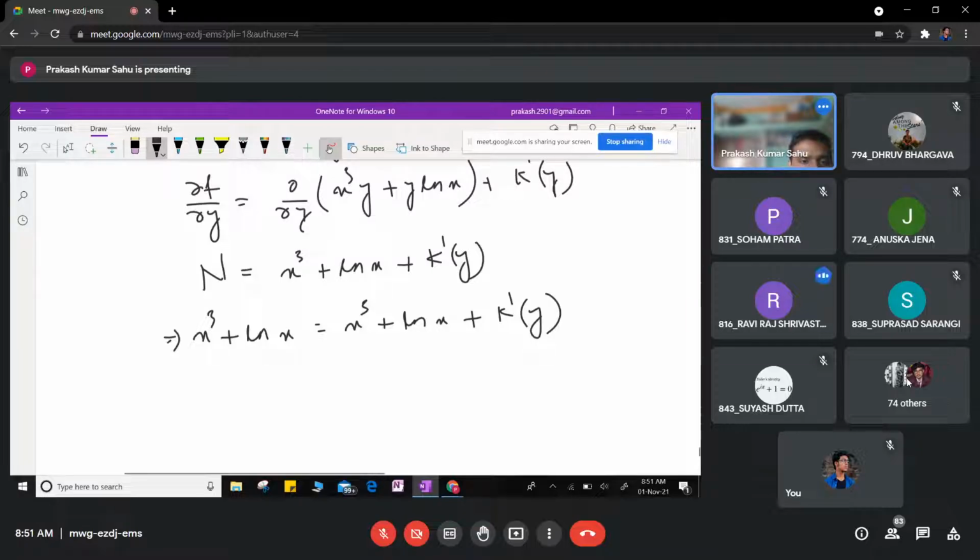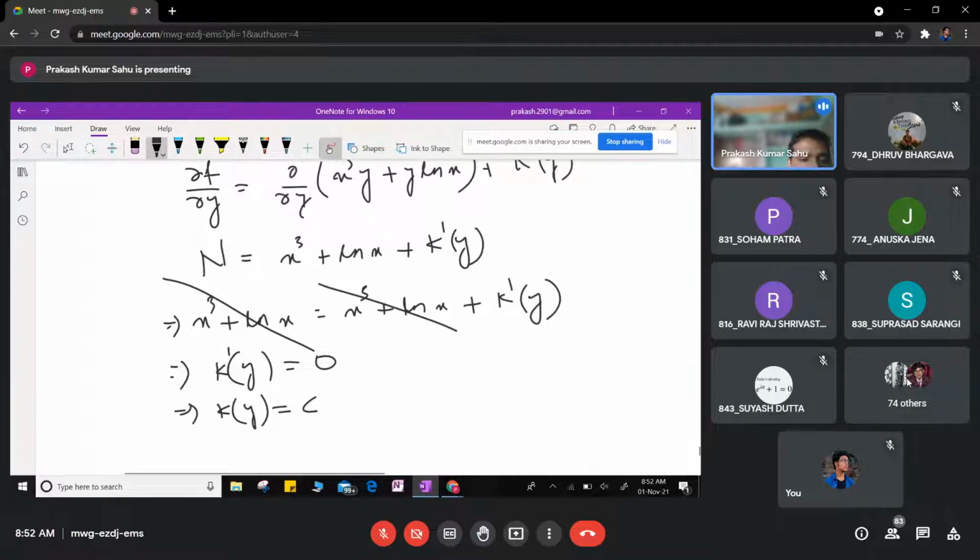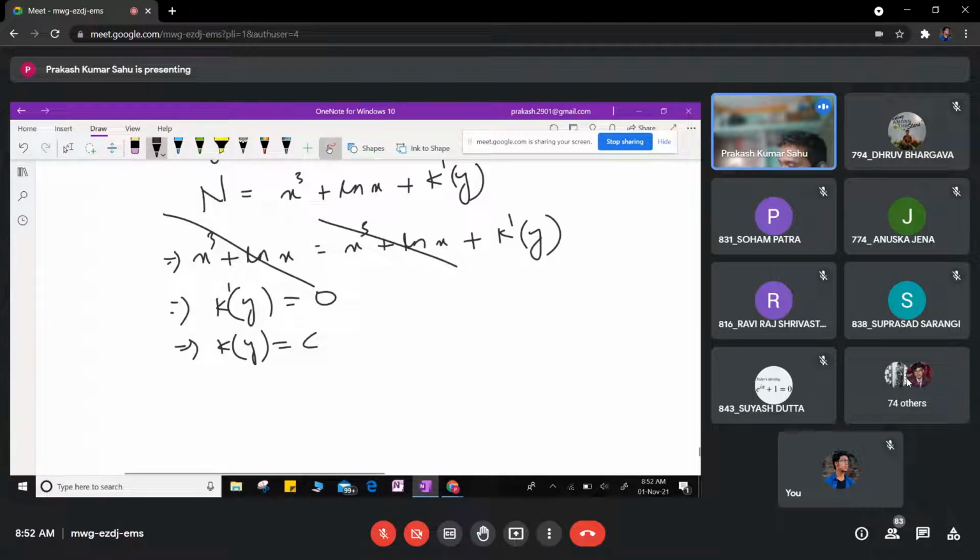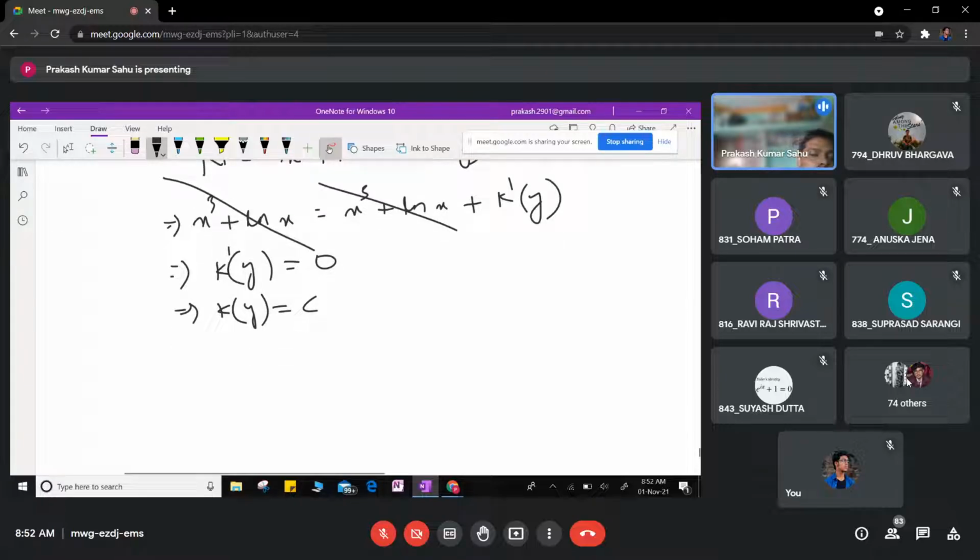How? Okay, actually I am waiting for this question. Nobody asking. I am waiting for this question. Okay, I'll tell you. This will be cancelled out. So that implies your k dash y is equal to 0. If k dash y is equal to 0, then k of y is equal to constant, some constant. So if k of y is equal to constant, what is your solution?